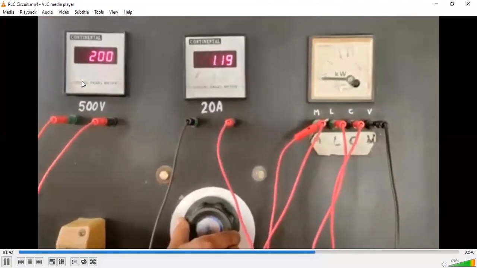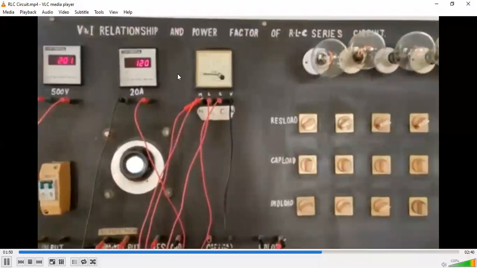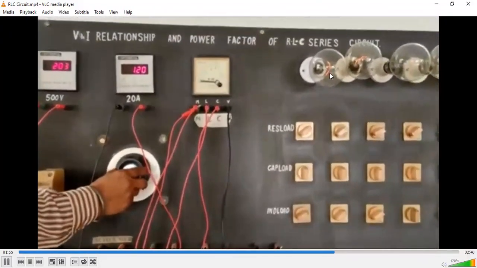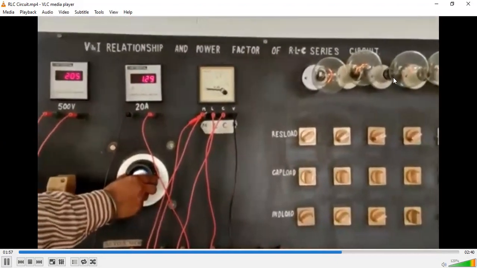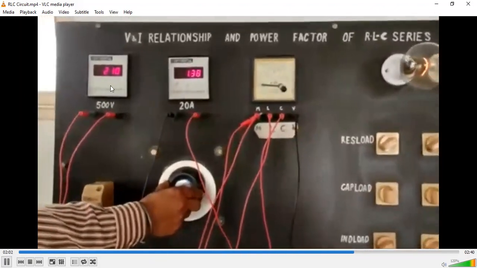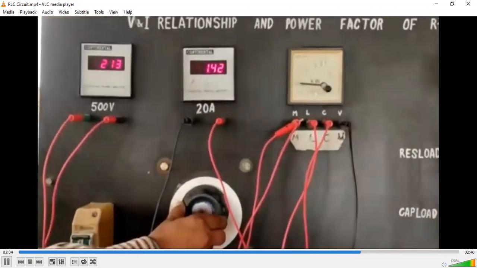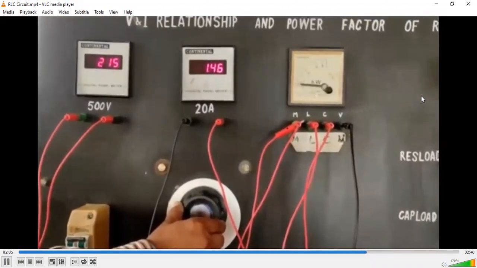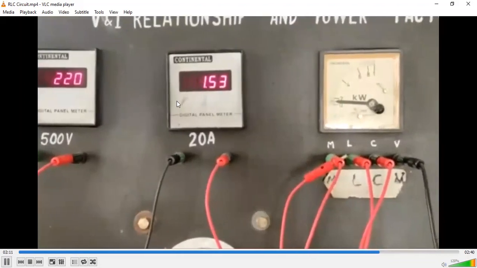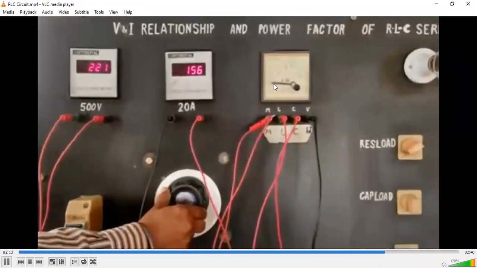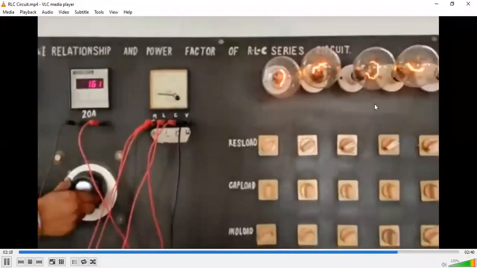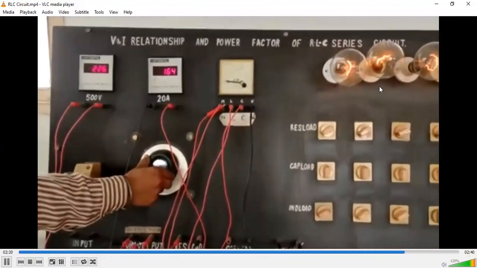So here now it is 200 volts, and the corresponding current is approximately 1.20. Now you see a little glow in the bulbs also, because now the voltage is applied, but these bulbs are of very high wattage, so the glow is very little. So here is 220 volts, the current is 1.54, and power is approximately 1.5 kilowatts. So there is a glow in the bulbs.